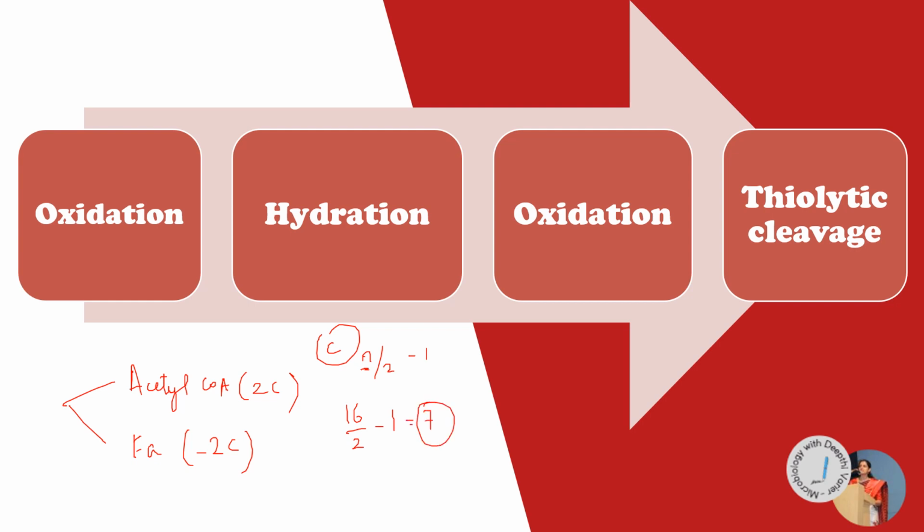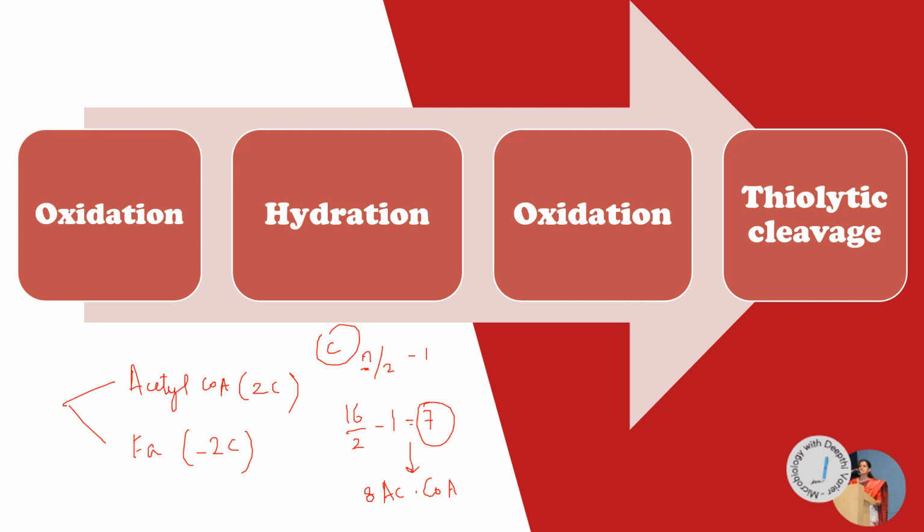There will be 7 cycles of oxidation, hydration, oxidation, thiolytic cleavage, which will ultimately, at the end of it, give me acetyl CoA. Completely the entire palmitic acid will be broken down into acetyl CoA. I'll actually be getting 8 molecules of acetyl CoA. We'll see how we get this. And then I'll also get some NADH and FADH, some reducing equivalents, which are all going to give me ATP.